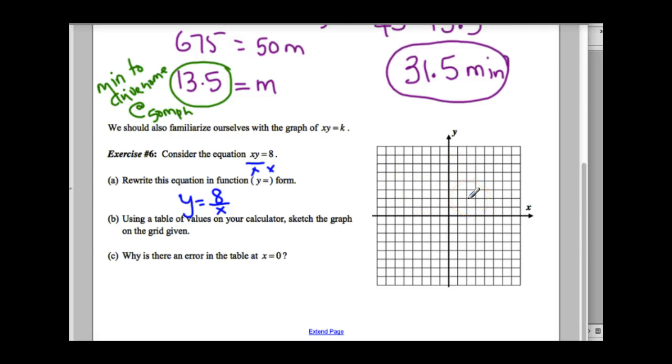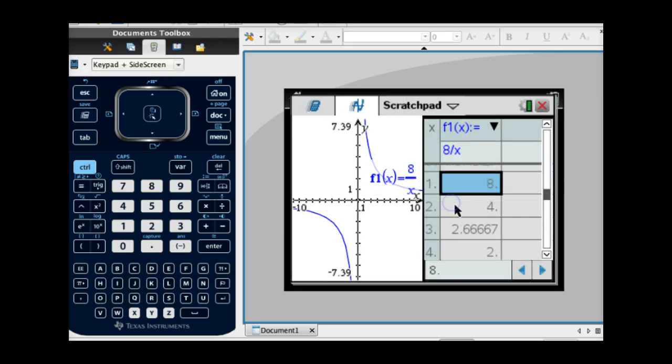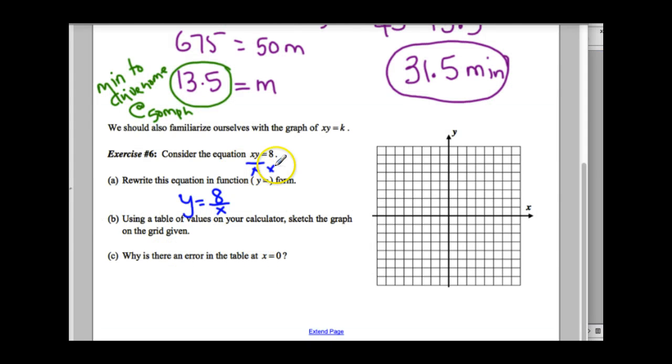Now the question for the last part of it, it says, if we go to menu, table, split screen, at x equals 0, it says undefined. Why is there an error there? Now, look at the function. This is my function. What happens when I replace x with 0? So why is there an error? Because we cannot divide by 0.